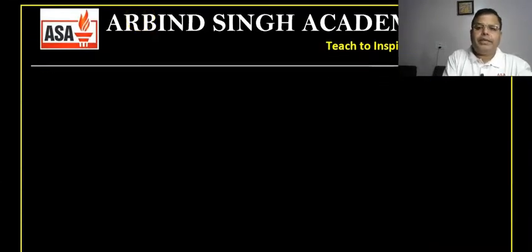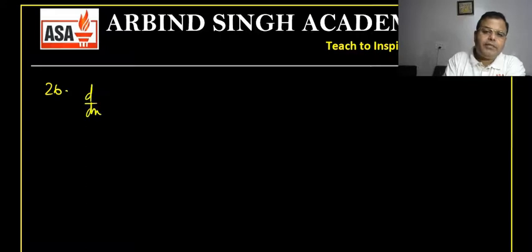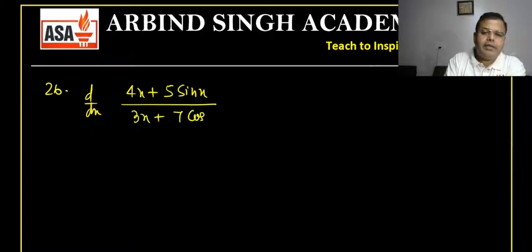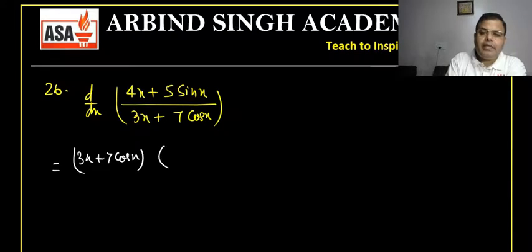So question number 26 is what? Let me explain this. Question number 26 is dy/dx of (4x plus 5 sin x) divided by (3x plus 7 cos x). So you can use the quotient rule. By using the quotient rule: 3x plus 7 cos x into the derivative of this, derivative of 4x is 4 and derivative of 5 sin x is 5 cos x.